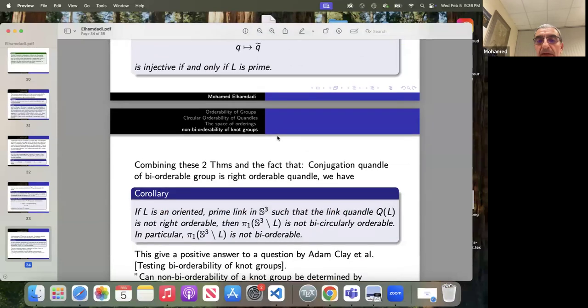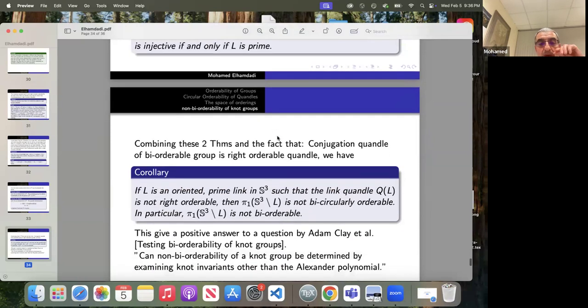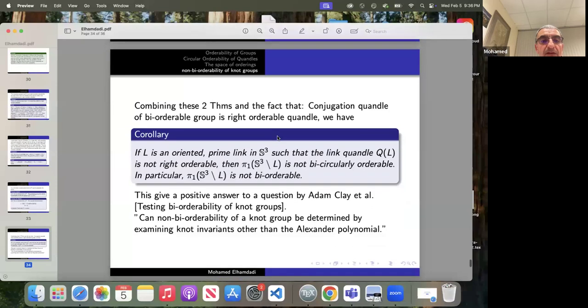Combining these two theorems and the fact that the conjugation quandle of a bi-orderable group is a right orderable quandle, we have the following corollary. If L is an oriented prime link in the three-sphere such that the link quandle Q of L is not right orderable, then the fundamental group of L is not bi-orderable. In particular, the link group is not bi-orderable.